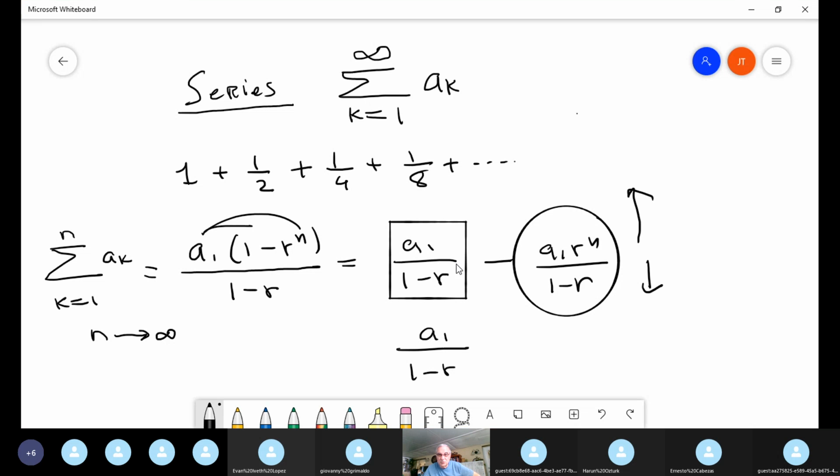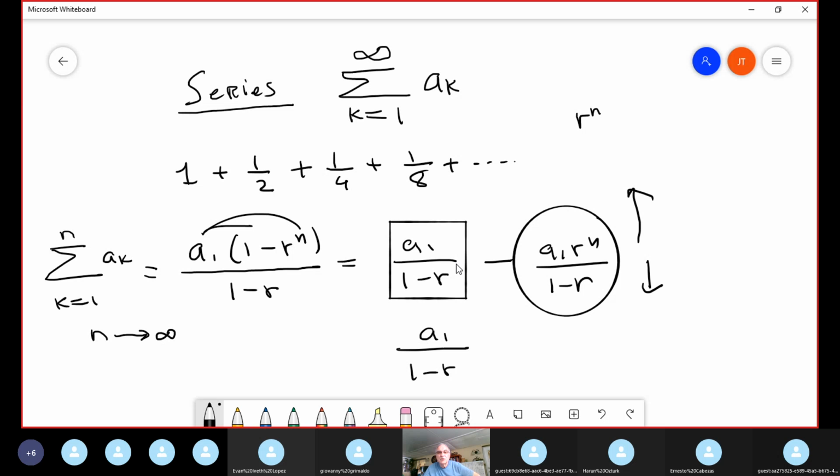R to the m is a power function. If R is a number greater than 1 or equal to 1, it's increasing. However, if R is less than 1, in absolute value, so positive or negative, less than 1. When you have a fraction and you raise it to the m power, and this m increases, 2, 3, 4, 5, this number decreases, approaching 0. So this is gone, approaching 0. And this is the formula for the series.